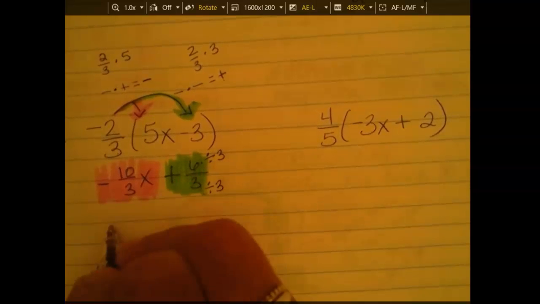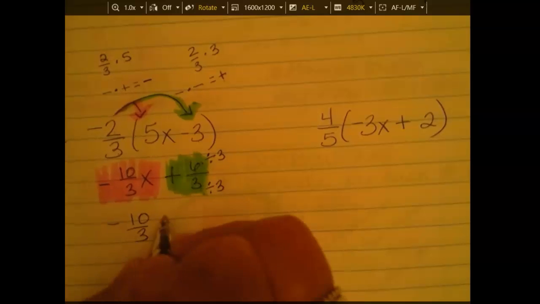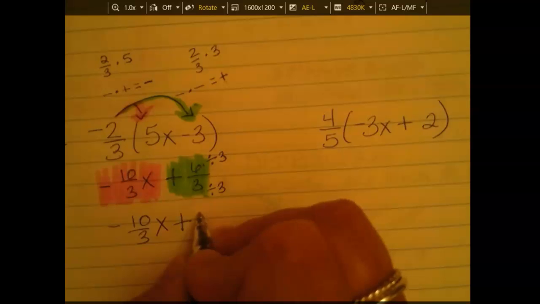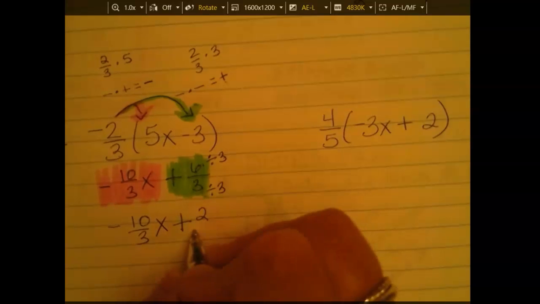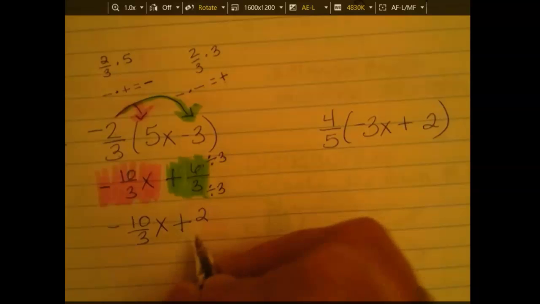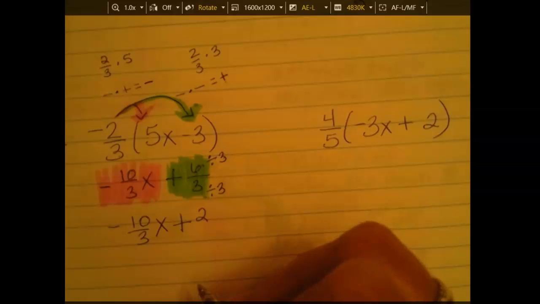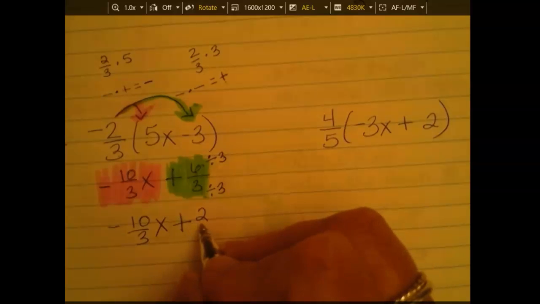So the first one we don't change, negative 10/3 x. Plus we don't change. 6 divided by 3 is 2. 3 divided by 3 is 1. Do I need to put the 1? If you put 2 over 1, you're not wrong, but it's better to leave off the over 1 because when it's over 1, it's a whole number. So just put plus 2 and you're good.